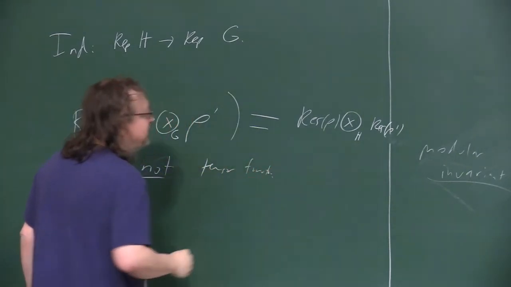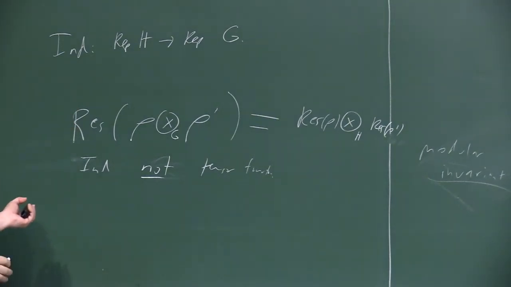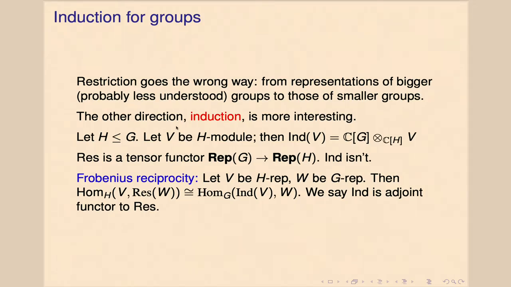So in some way, what this means, I guess, is the natural thing here really is restriction, but it's also the boring thing. And then we have Frobenius reciprocity, which is given by this formula here. And because of this formula, this is where the name adjoint functor comes from. So it looks like the adjoint of a linear operator. Anyways, we have Frobenius reciprocity, whatever that means.